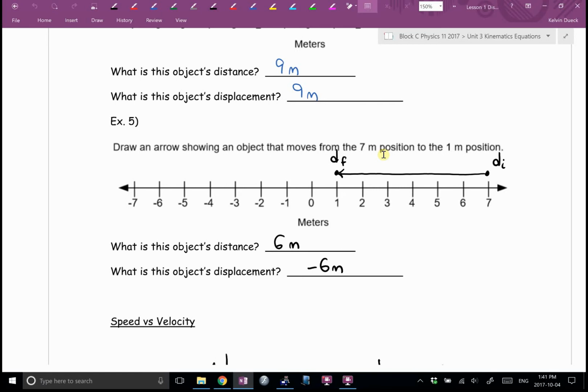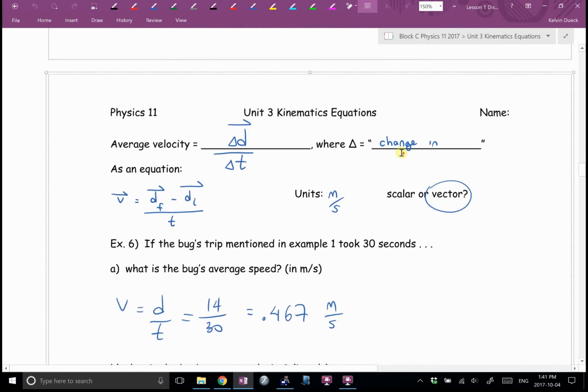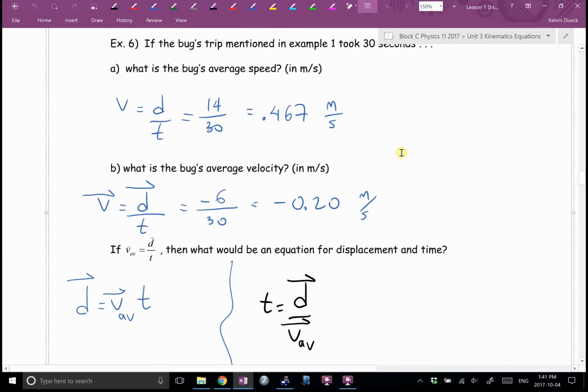I introduced to you the notion of speed versus velocity. Speed is a scalar, velocity is a vector. Distance versus displacement. Distance is a scalar. Displacement, your change in position, is a vector. Time is a scalar. And we had just introduced a couple of your first basic equations.